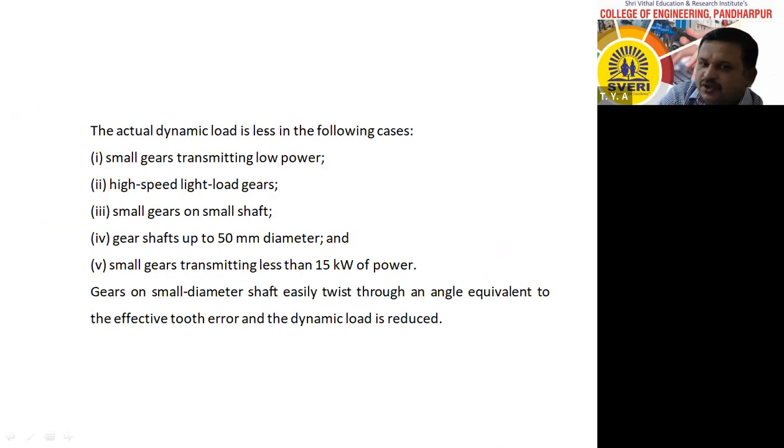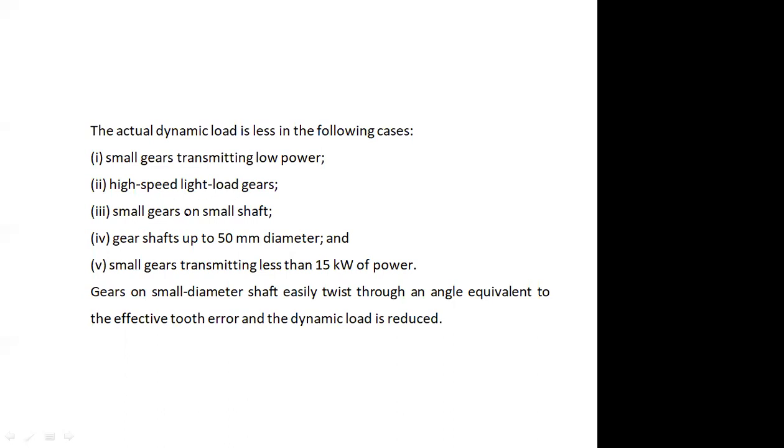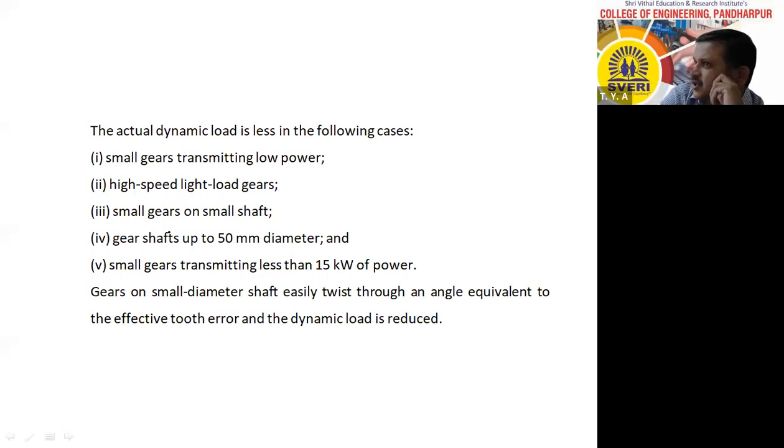Therefore, the actual dynamic load is less in the following cases. First, small gears transmitting low power. Second, high speed light load gears. Third, small gears on small shaft. Fourth, gear shafts up to 50 mm diameter. And fifth, small gears transmitting less than 15 kilowatt of power. Gears on small diameter shaft easily twist through an angle equivalent to the effective tooth error, and the dynamic load is reduced.